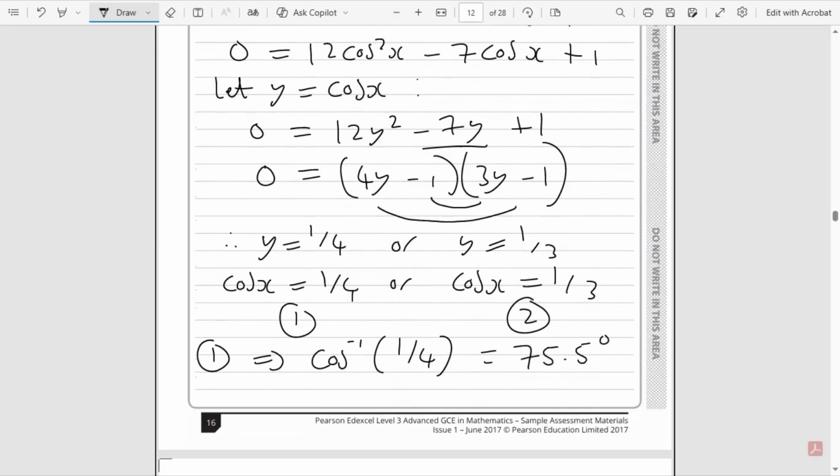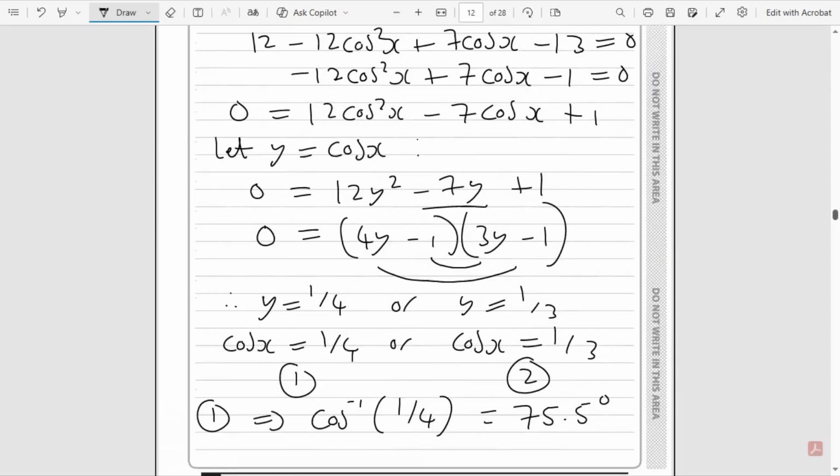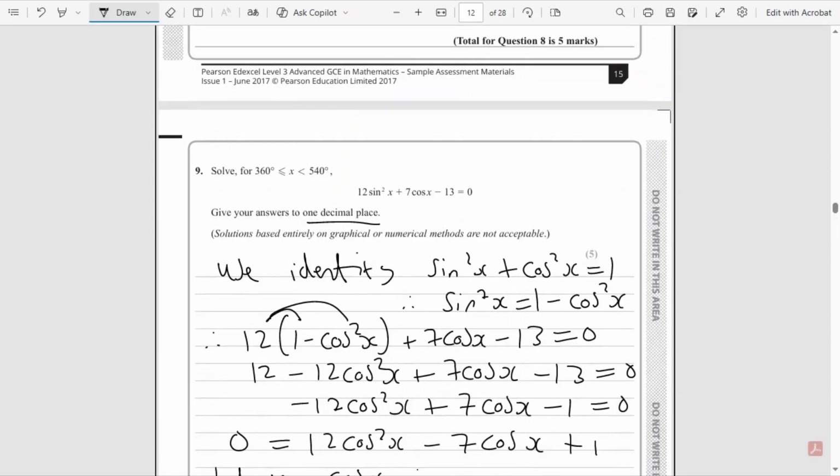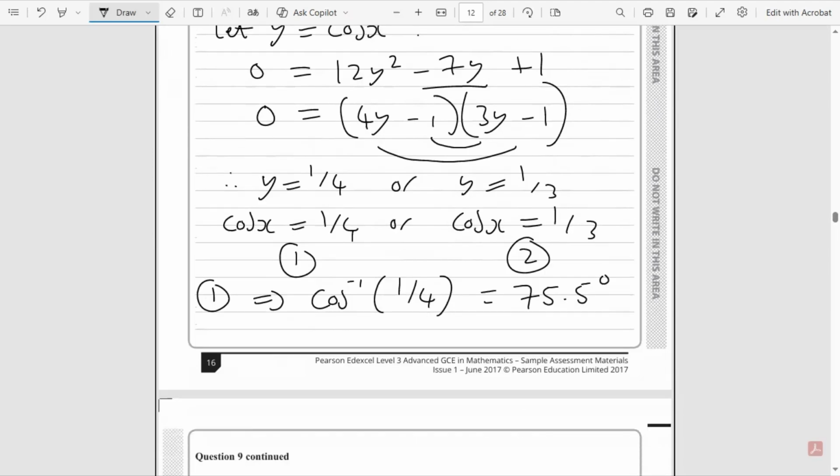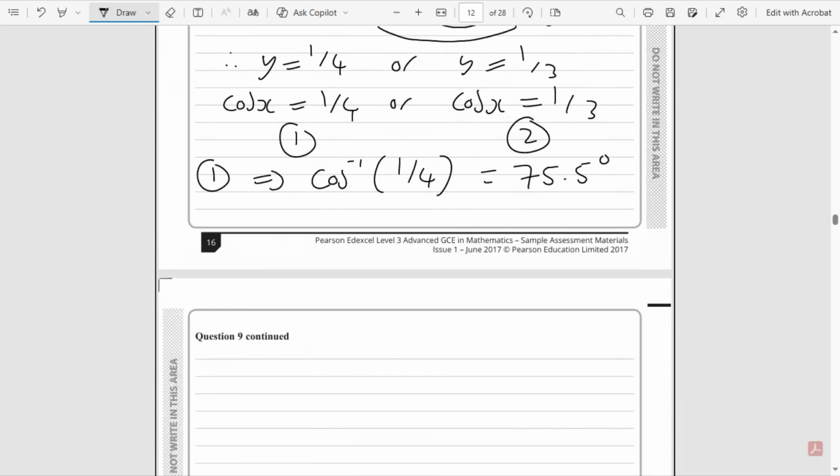75.5. And just remember, the question did want solutions to one decimal place. So I will give these answers to one decimal place. Now, we know the range of x values has to be between 360 and 540. So that value that we just worked out, this 75.5, is not going to be valid. Let's draw a cosine wave and let's see where our solutions could or will lie. So a cosine wave between 0 to 360 looks something like that, but we want to go up to 540, so that's an extra 180 degrees. So that's where the wave will stop.